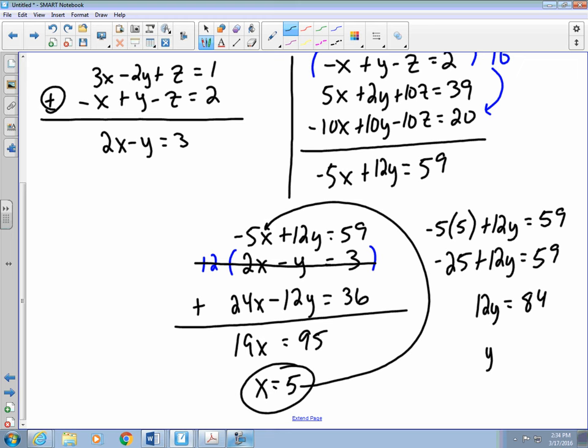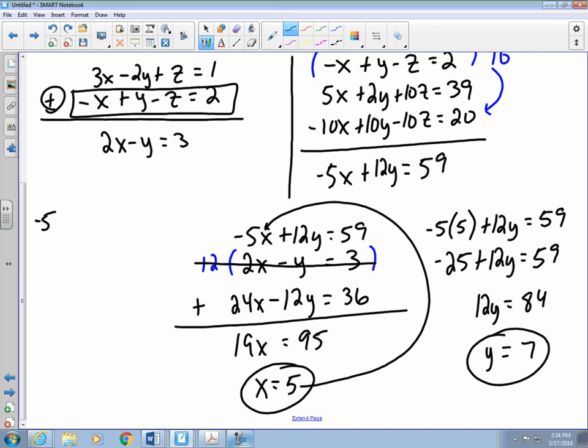And 12 goes into 84. 12 times 5 is 60. Then we have 72, 84. Okay, so 7 times. So now I know that one. Now I just go all the way back to the top to find z. I'm going to use this one here. It doesn't matter which one you use though.